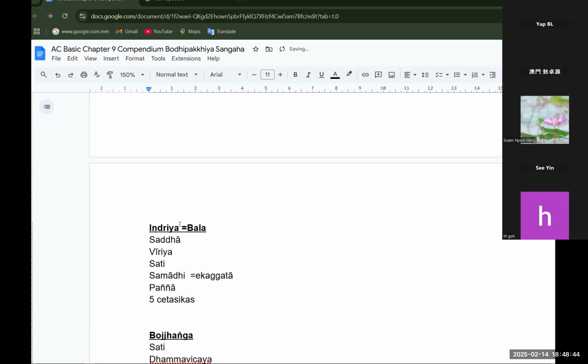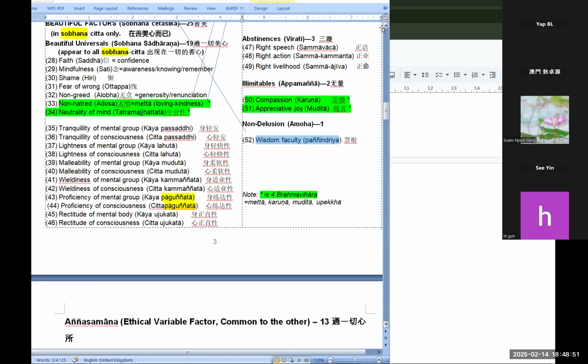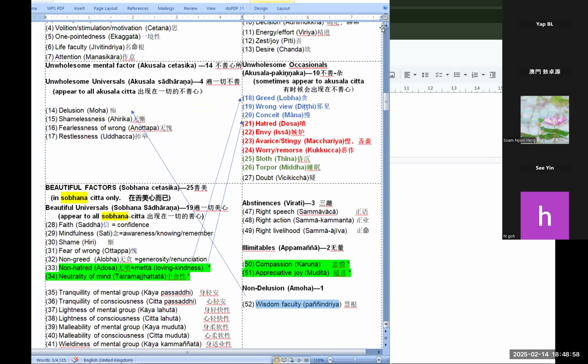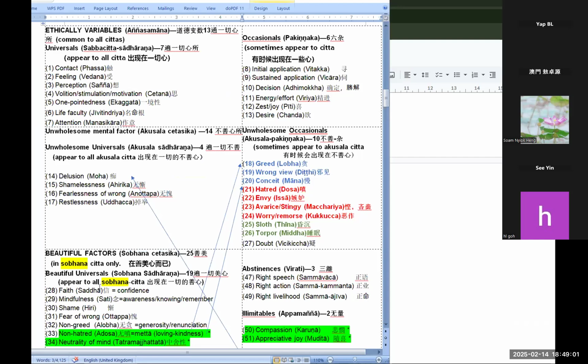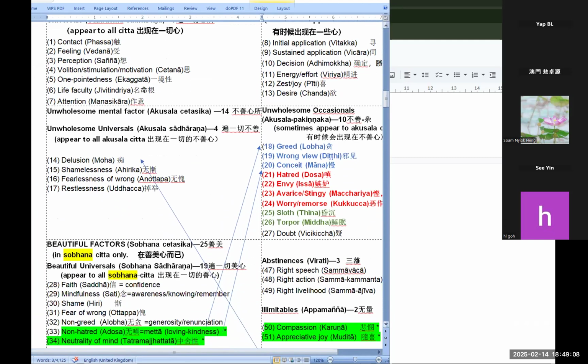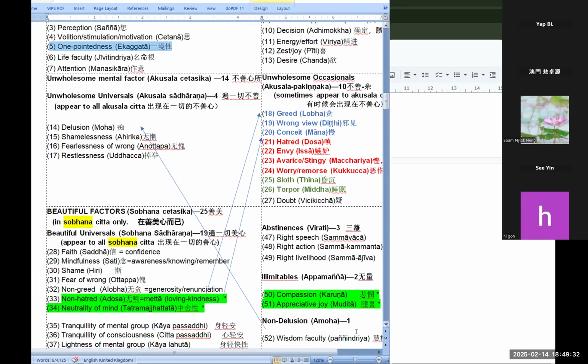So that's why when you study this Indriya, or the next one, Bala, you always have to remember these 52 Cetasika. You just have to come here and match again. So where do you see Saddha? Saddha will be under the Chitta, Saddha. Saddha Viriya is this one. Saddha Viriya Sati is this one. Saddha Viriya Sati Samadhi, Samadhi will be under this Ekaggata. And Panna will be under the last one, Panna Indriya.